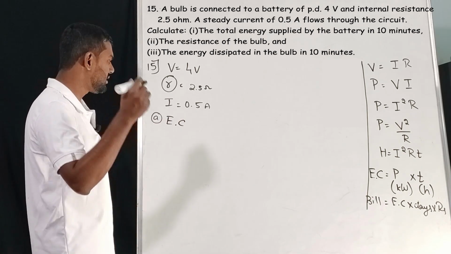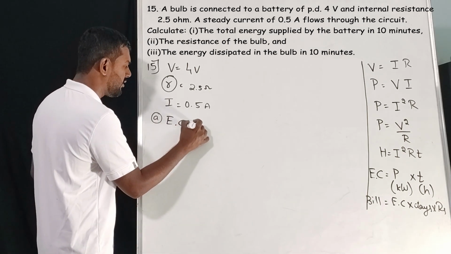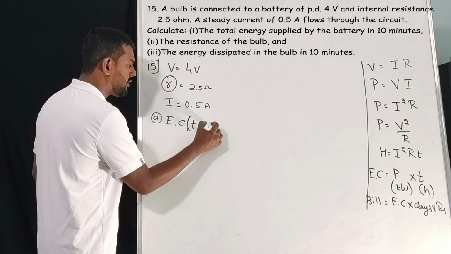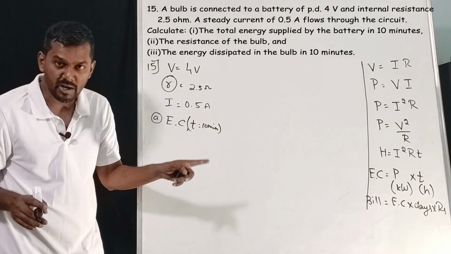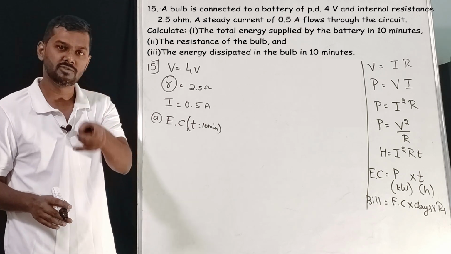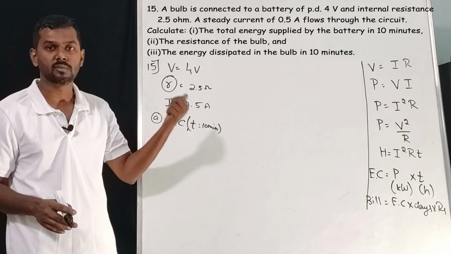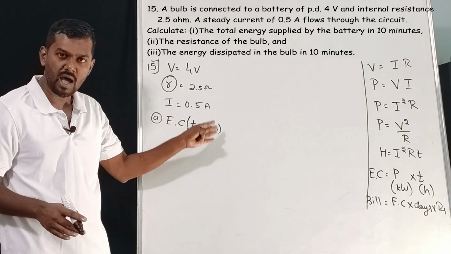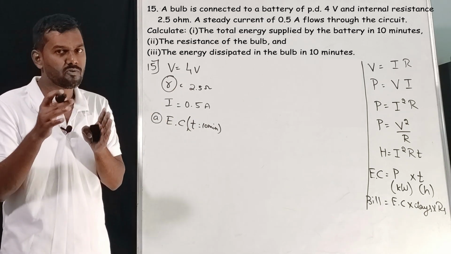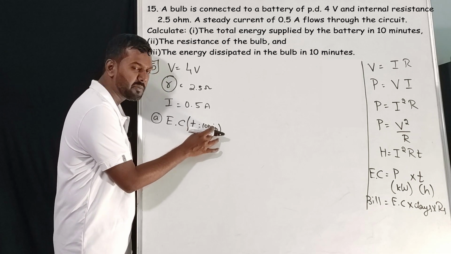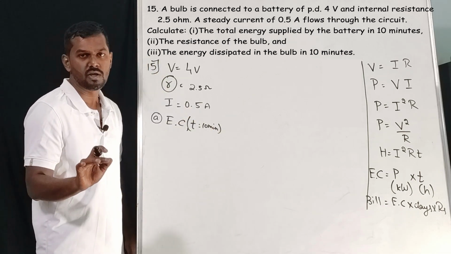The time is given as 10 minutes. So EC for 10 minutes. See, whenever the time is given in terms of minutes, the answer should be in terms of joules. Correct, energy consumption answer should be in terms of joules. If time is in terms of hours, energy consumption should be in terms of kilowatt hour. So now it is in minutes, so we need to find the answer in terms of joules.